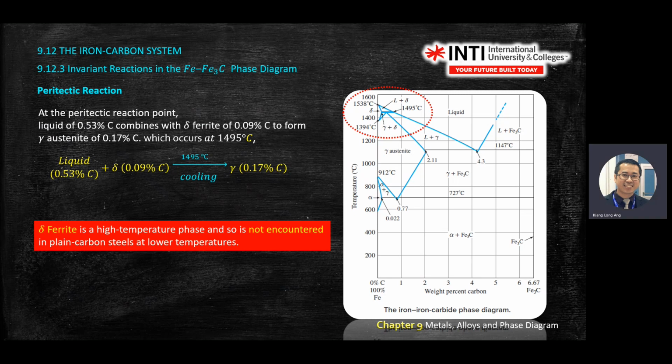Okay, so it's a very, very narrow area. Liquid at 0.53% carbon, very, very small. And delta, until it becomes gamma. Gamma is here. Right? So very, very small area here.